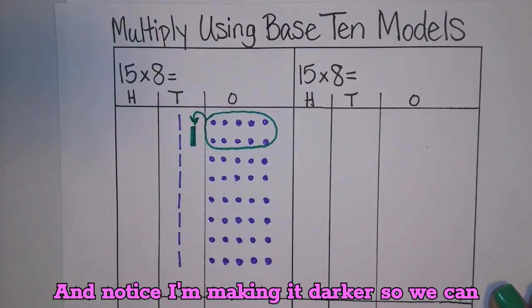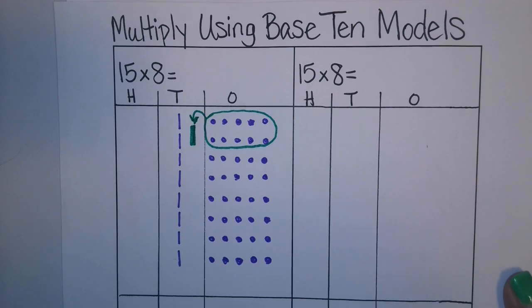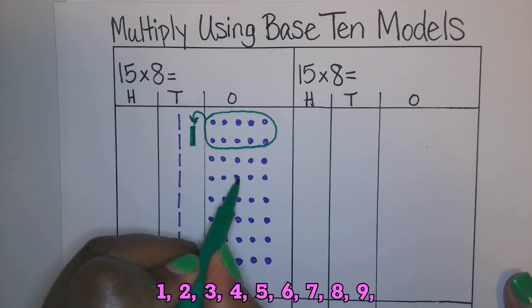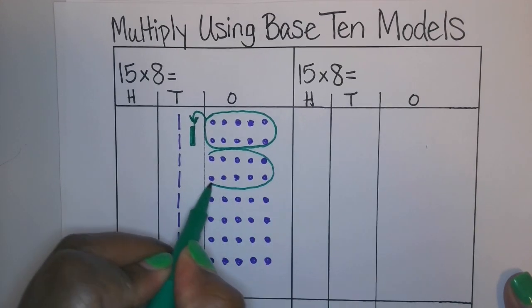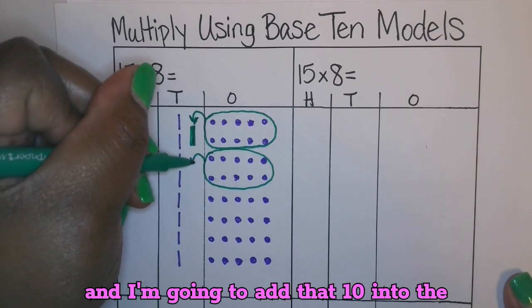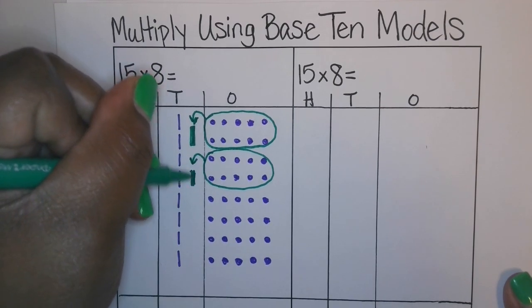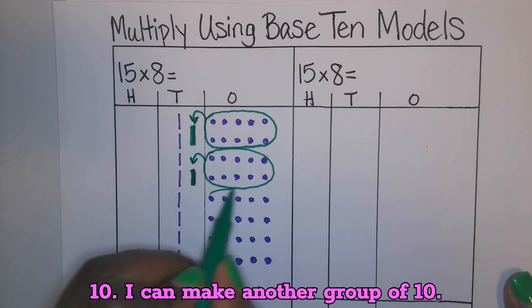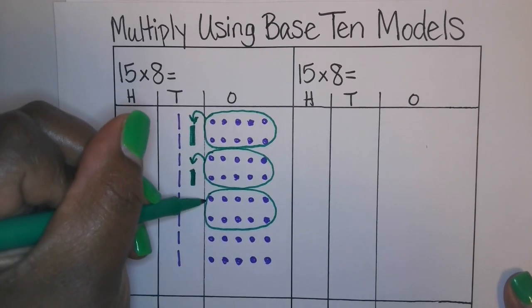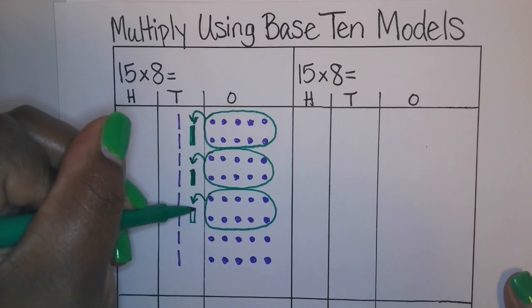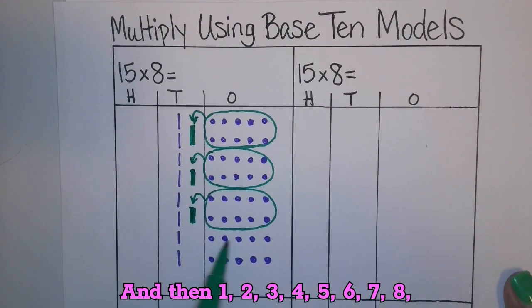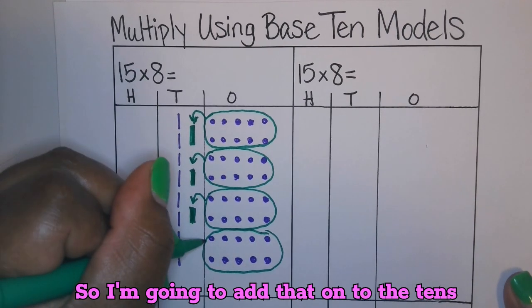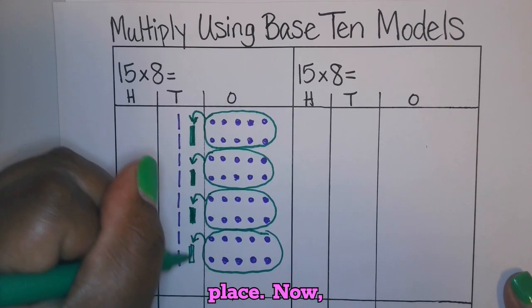And notice I'm making it darker so we can tell that's the one I'm regrouping. I try to make another 10. 1, 2, 3, 4, 5, 6, 7, 8, 9, 10. I can make another 10, and I'm going to add that 10 into the tens place. 1, 2, 3, 4, 5, 6, 7, 8, 9, 10. I can make another group of 10. I'm going to add that on to the tens place. And then 1, 2, 3, 4, 5, 6, 7, 8, 9, 10. I can make another 10, so I'm going to add that on to the tens place.